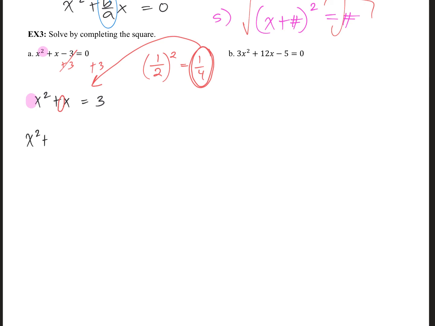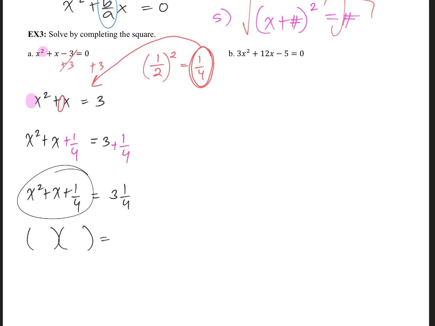So x squared plus x, and then we're adding in our perfect number we found, 1/4. And once again, we have to add it to both sides because we're in an equation. So we get x squared plus x plus a 4th equals, well, 3 and a 4th. So now, why did I care about that number? Well, because I can factor my quadratic here into x plus a half times x plus a half. It's a perfect binomial.